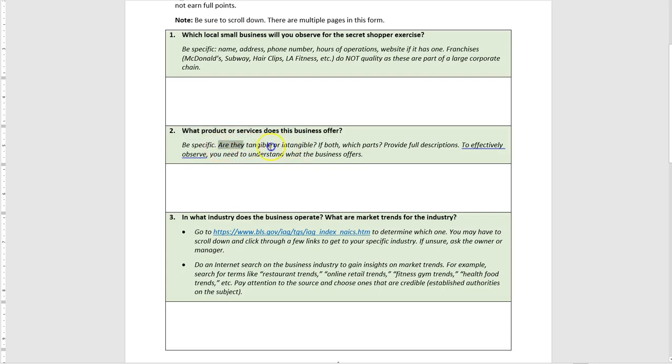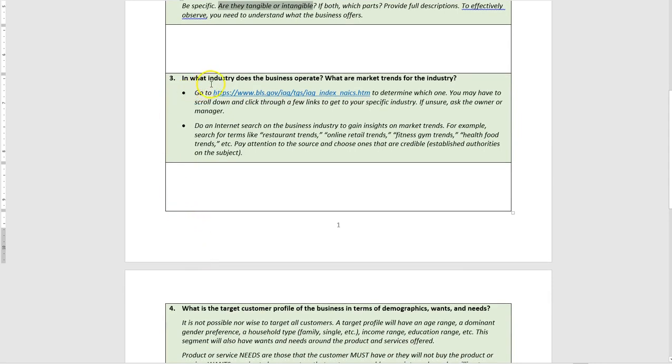And if you are unclear what this means, be sure to refer back to your reading. The third question is, in what industry does the business operate? Now, it's not always obvious what that might be, and so therefore I provided you a link here so you can do a little bit of research to identify the industry. So industries are like restaurants, fitness gyms, coffee houses, construction, furniture, and home furnishing, and there are many others.